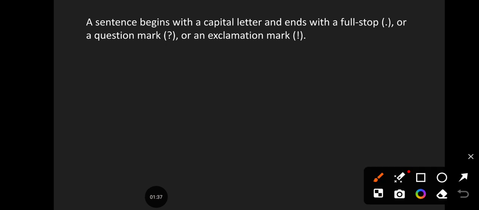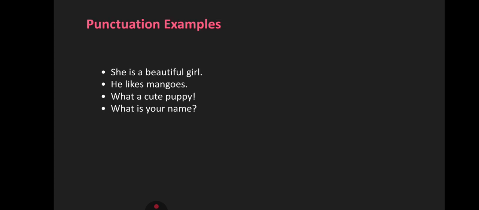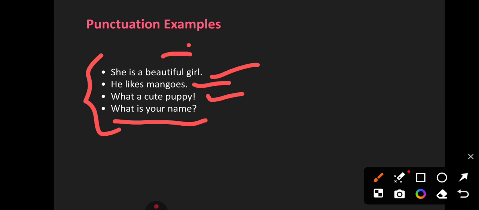Move to the next. A sentence begins with a capital letter and ends with a full stop, question mark, or exclamation mark. It is very important. You have to remember that a sentence begins with a capital letter and ends with a punctuation mark. For example, "She is a beautiful girl." "He likes mangoes." "What a cute puppy!" "What is your name?" These are examples of sentences and punctuation.